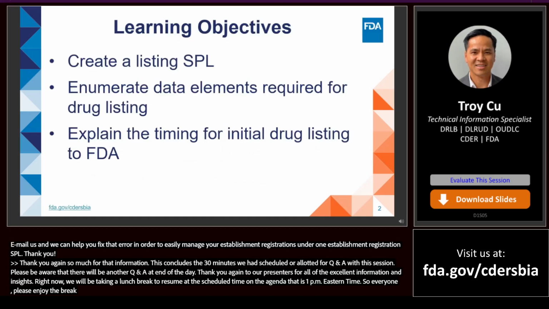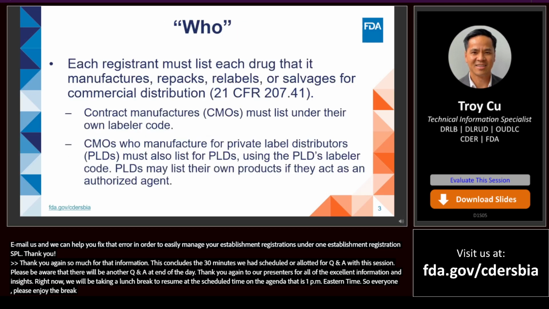By the end of this session, the attendees should be able to create a listing SBL, enumerate data elements required for the drug listing, and explain the timing for initial drug listing to FDA. So drug listing, who has to do it? Basically, if you are required to register, then you are required to list your drug products under 21 CFR 207.41. There are very few exceptions to that.